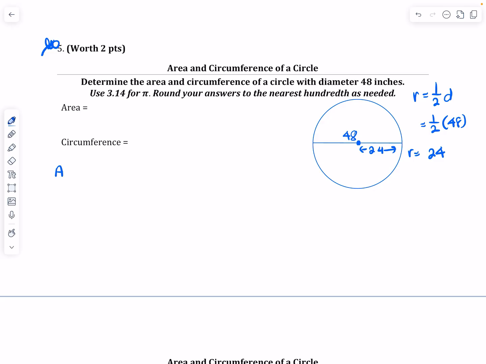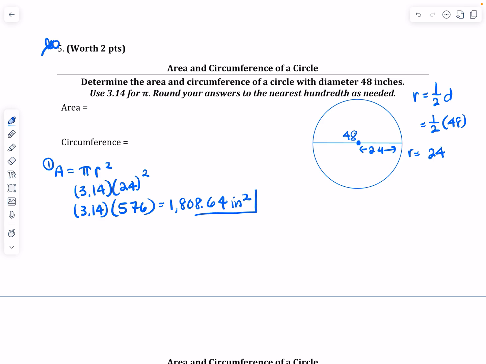I'm going to do the area first. So area of a circle is pi r squared. So pi, they said to use 3.14 for that, and my radius is 24, and I'm going to square that. So let's take 24 squared. And when I do that, I get 576. And I'm going to multiply that by 3.14. And when I do that, I get 1,808.64. And the units are inches squared, because we're dealing with area.